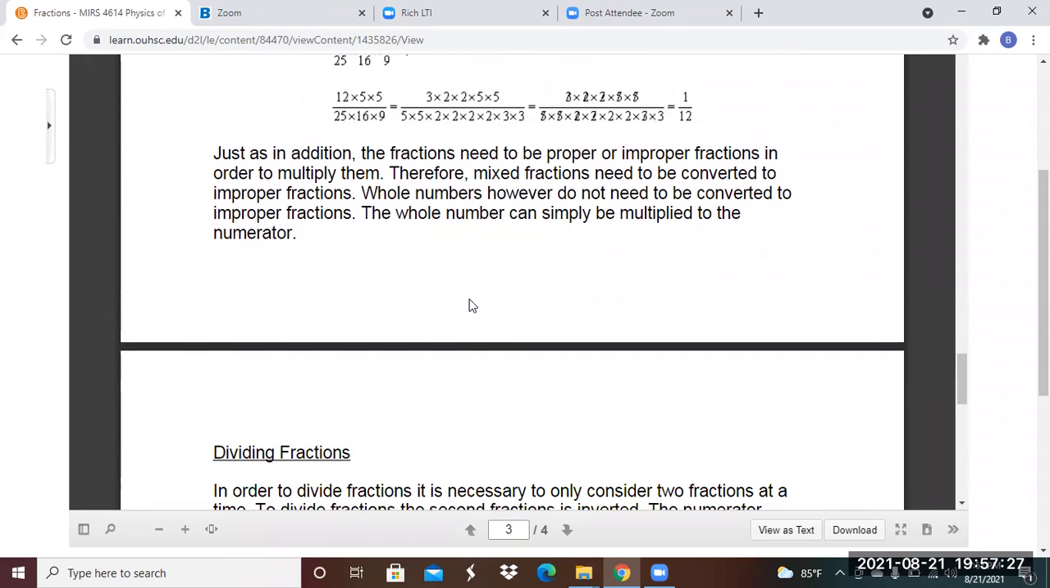Again, you're going to need to have proper or improper fractions, or the fractions need to be proper whenever you get your final result.